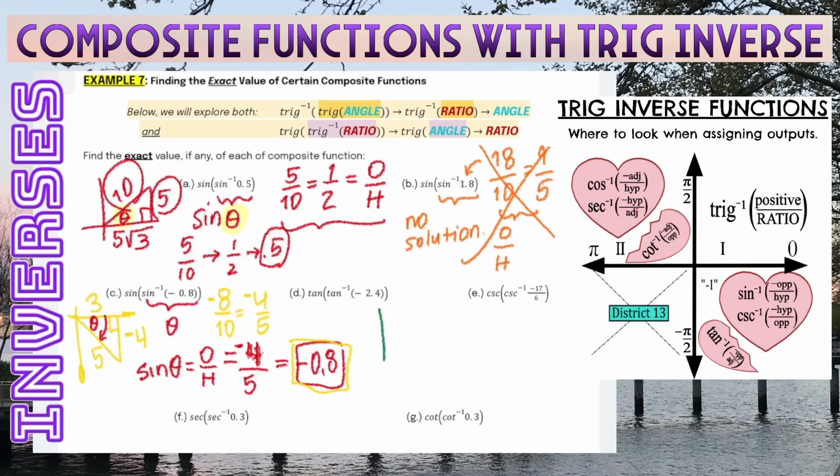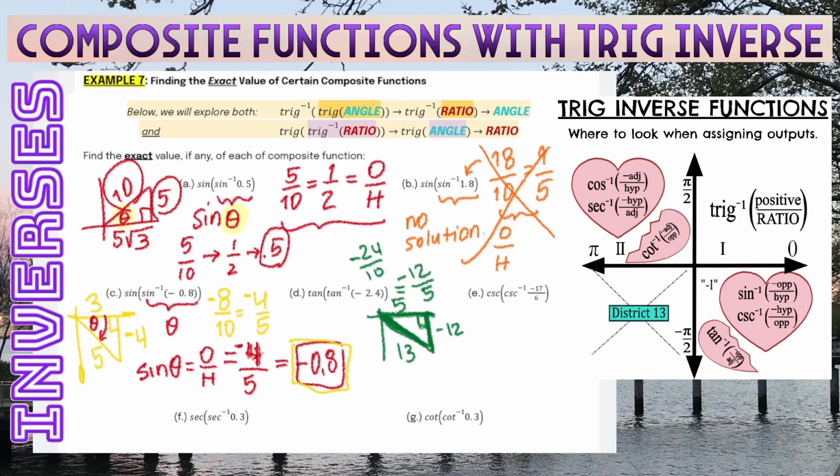Tan inverse of a negative, if you go back to the heart chart, which is on the screen, I keep referencing that. Basically, that means the triangle or angle in question is going to be in this general vicinity. Now, negative 2.4 is the ratio, so if I make it a fraction, negative 24 over 10, which is negative 12 over 5. And tangent is opposite over adjacent, so negative 12 over 5. And if it's a triple, well, 5, 12, 13.